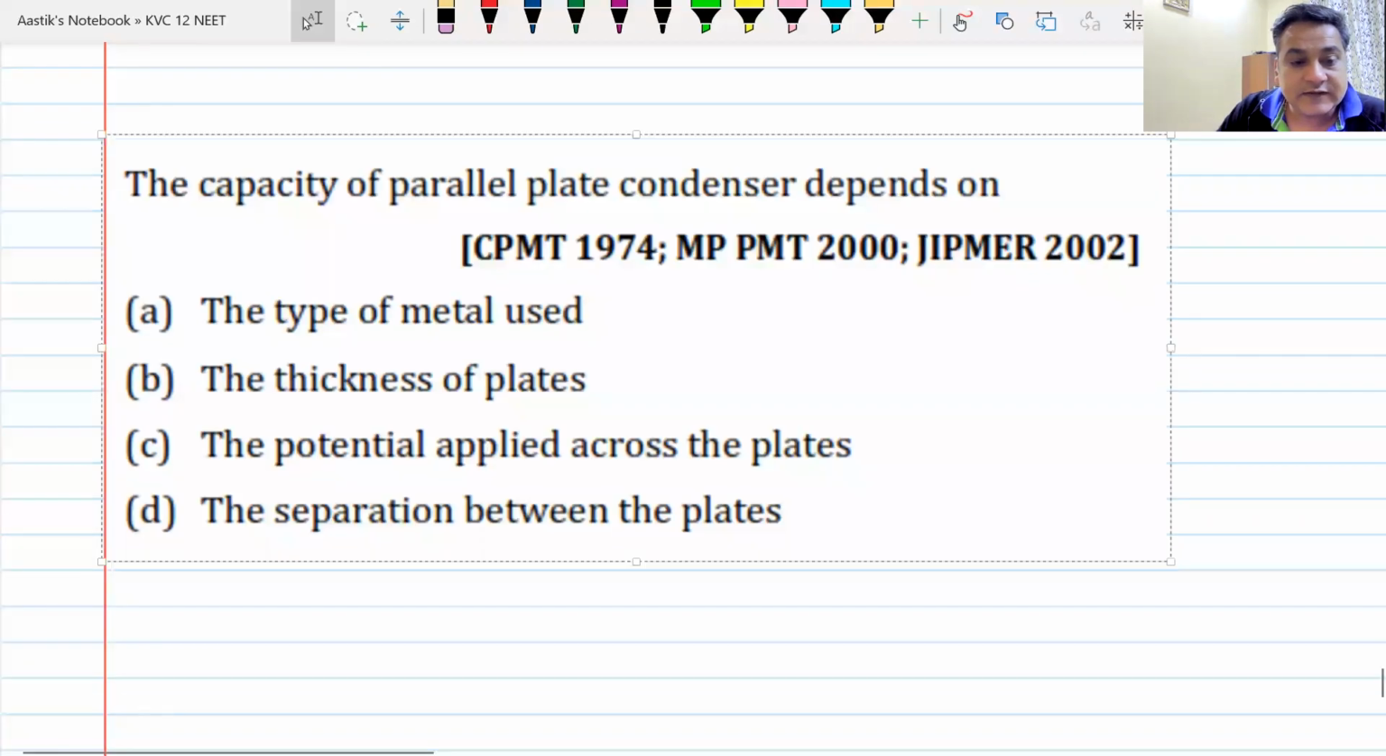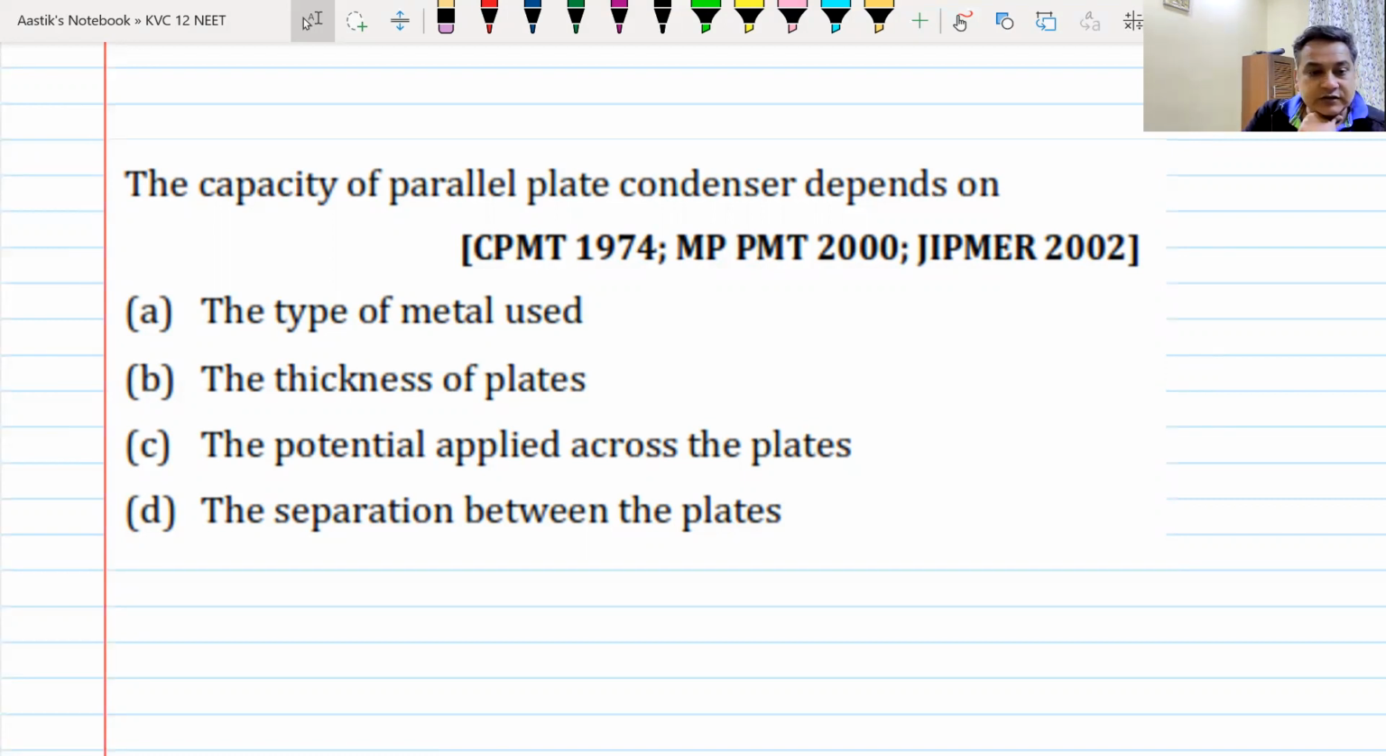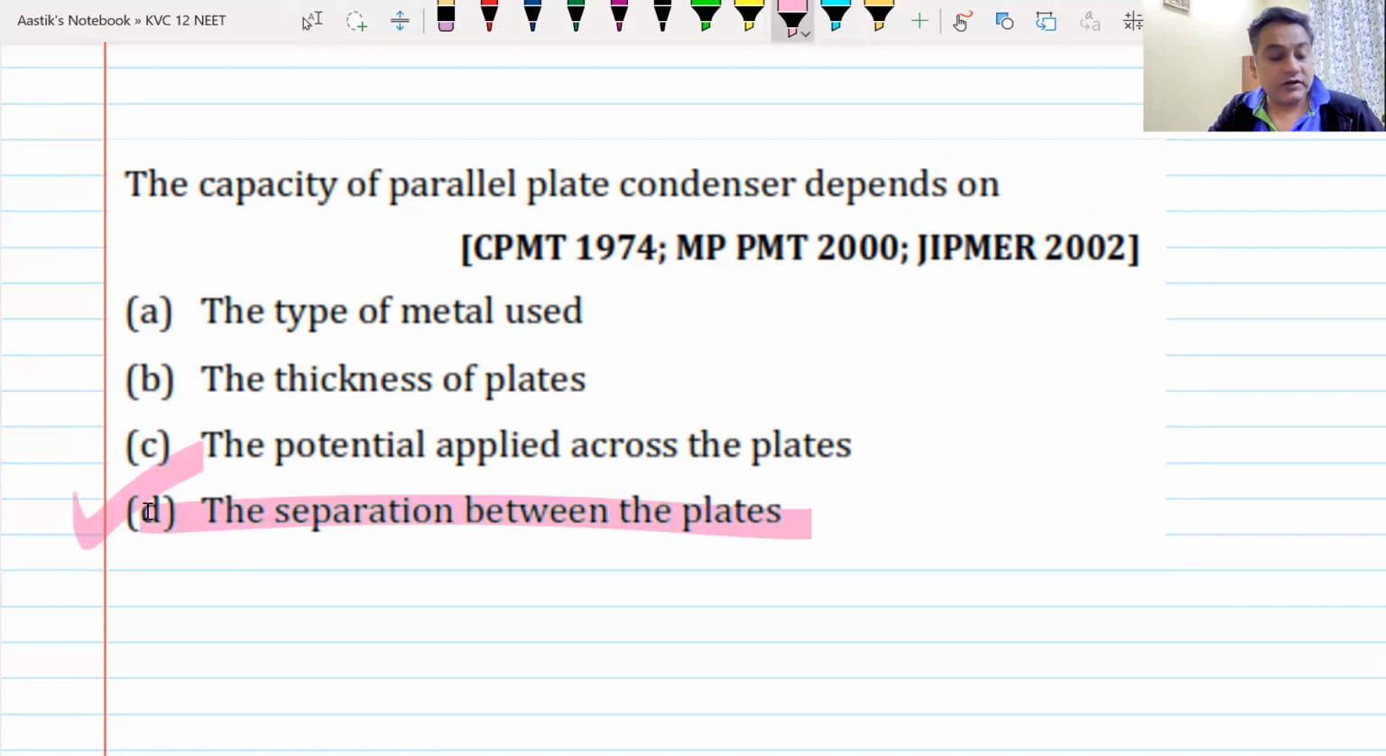This is the next question. Can I have the answer for this one? The capacity of a parallel plate capacitor, or condenser, depends on the type of the metal, thickness of the plates, potential, or the separation of the plates. What is the answer? On which factor does it depend on? Option B. Option D. Everyone understands this? Yes or no? Yes, sir. Well done. Okay, now we are gathering some speed to solve this one.